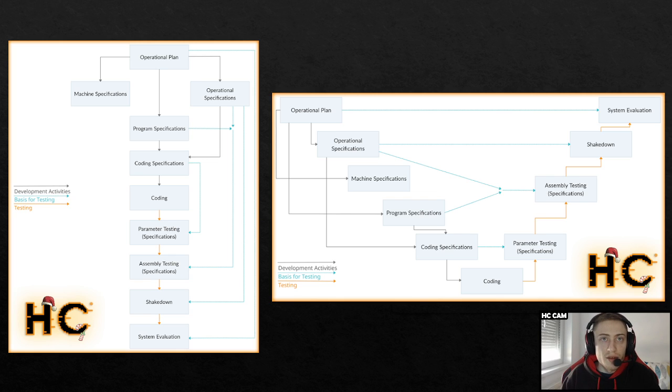Now let's talk about the model itself. As you can see here, I created two versions of it. On the left hand side is the original view of the model. Here you can see the testing activities start right after the coding stage. The basis for these testing activities are the arrows in blue. To differentiate the other activities from the testing, I call them development activities.